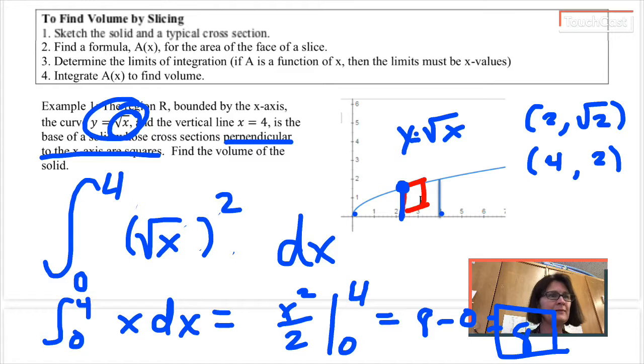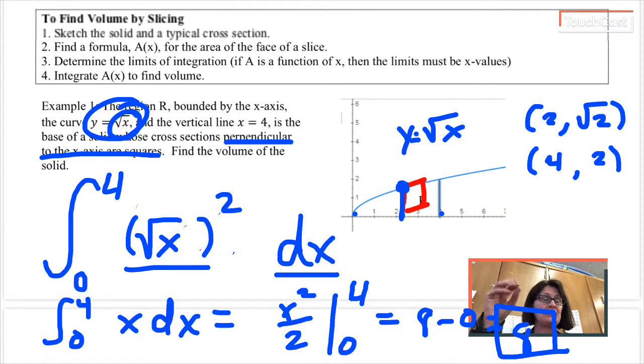Sorry, did I just say that? The volume is 8. We were finding the volume because we have multiplied area times thickness. So notice the dimensions on square root of x squared would be distance units squared, and then the thickness is another distance unit, so we're going to end up with cubic units. This is an expression for volume. So the volume is 8.